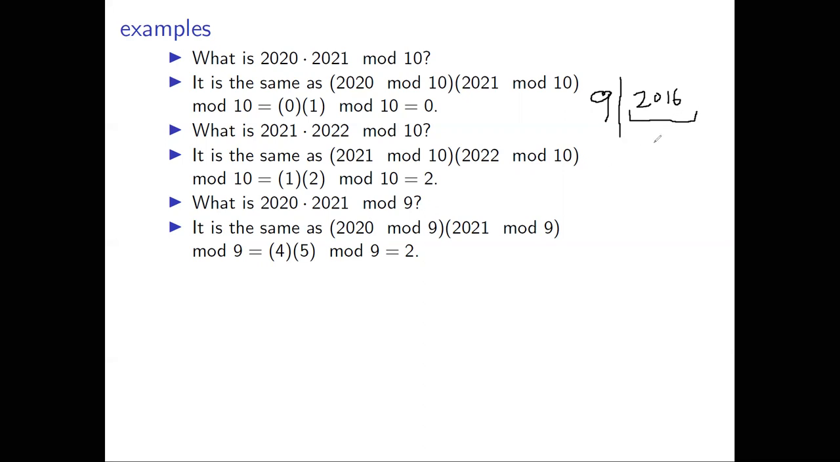So 9 divides 2016. That means that 2020 mod 9 is going to be 4, because 2020 is 4 plus 2016. And 2021 mod 9 is 5, because 2021 is 5 plus 2016. And that means that 2020 times 2021 mod 9 is just 4 times 5 mod 9, and that gives us 2.